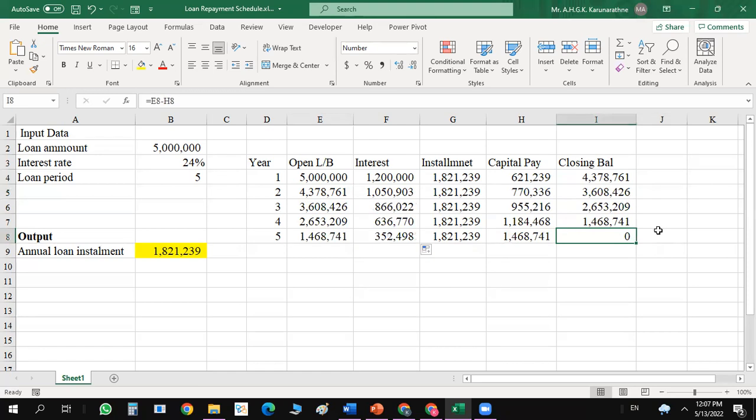Loan balance is 0. So this is how you prepare your loan amortization schedule manually, with the support of an Excel spreadsheet, just simple calculation functions without using inbuilt finance formulas. Okay, this is how you prepare your loan amortization schedule.